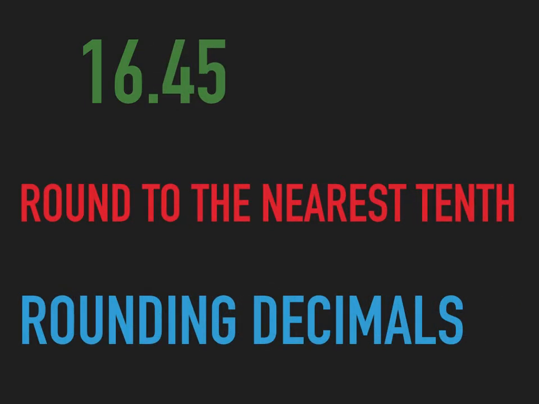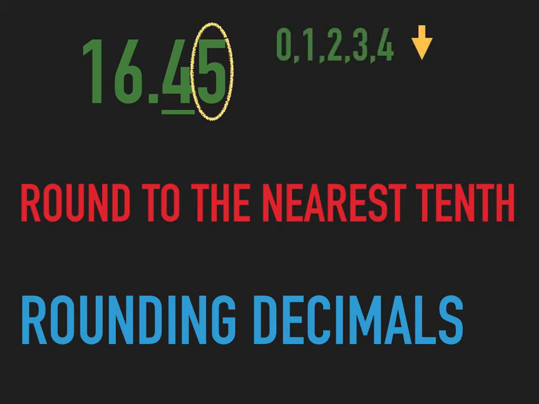To rounding with decimals. So this time the same kind of idea applies. I'm going to round to the nearest tenth. So that means I'm going to underline the tenths number, and I'm going to evaluate the number to the right, which is the 5. So in this case, the 5 is in the rounding up category. So I'm going to change the 4 into the 5.